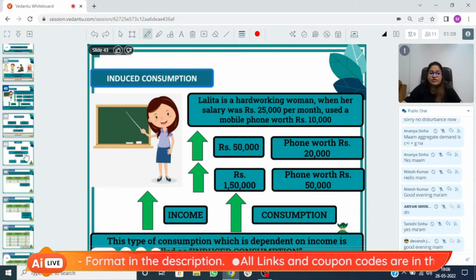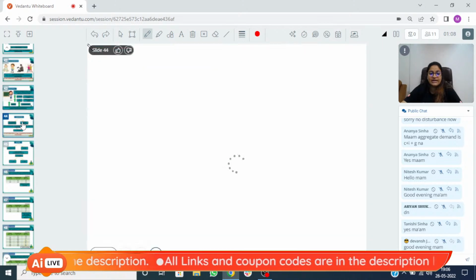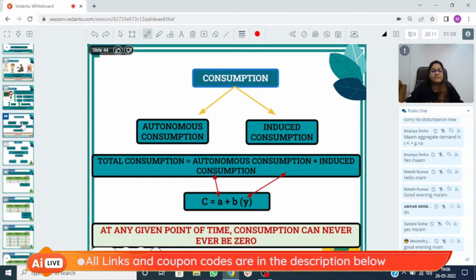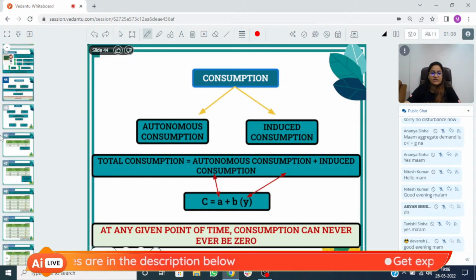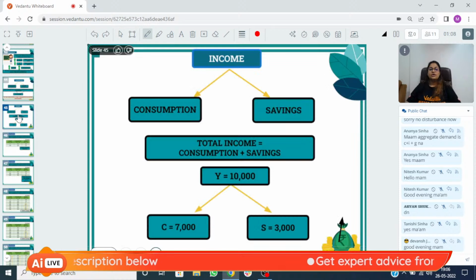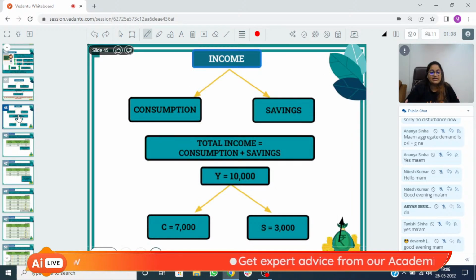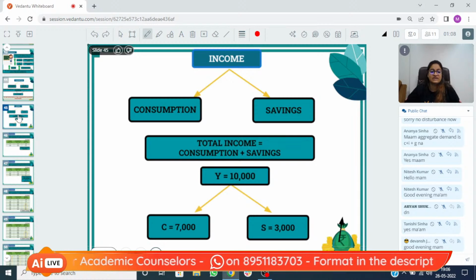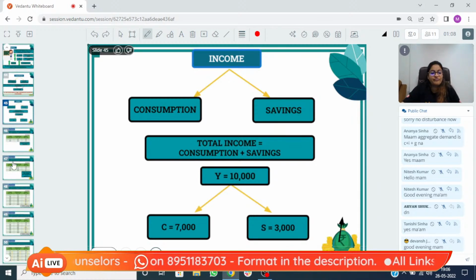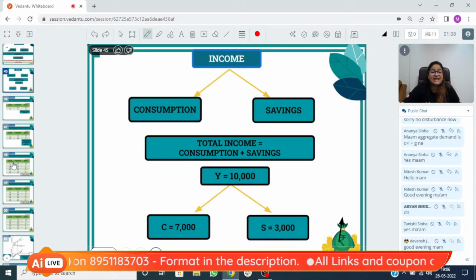So what is the formula for consumption? The formula for consumption is C is equal to A plus BY. C is equal to A plus BY. Correct? Now, from this we understand that whenever we earn income, some part goes in consumption, some part goes in savings. So income is equal to consumption plus savings. Now we are going to move forward and understand the consumption curve.